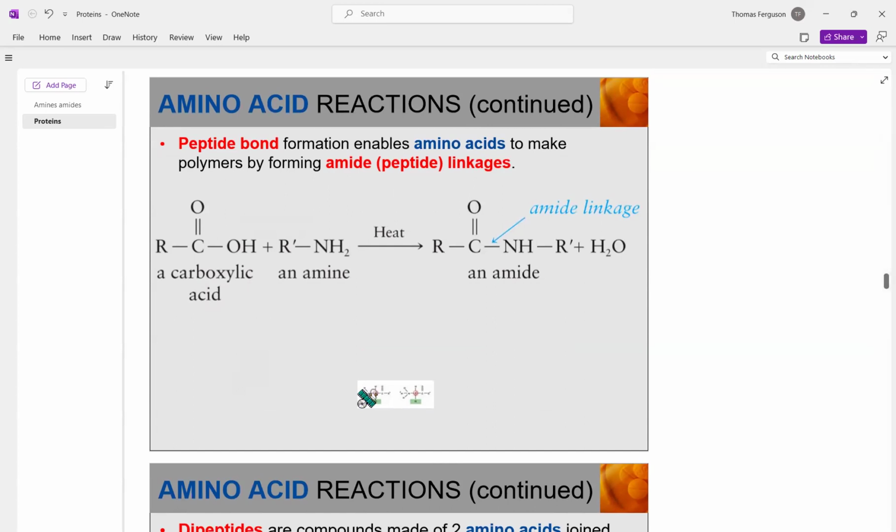Okay, so on Tuesday, we talked about the amide bond. That's when you have an acid and an amine together, it forms an amide. Since amino acids contain an amine and an acid, amino acids can go through an amide reaction. So we have acid, amine, forms an amide, or a peptide bond, which is an old world description of that bond.